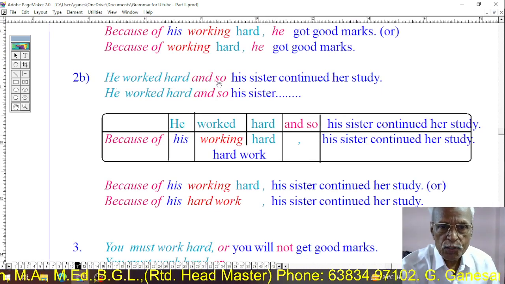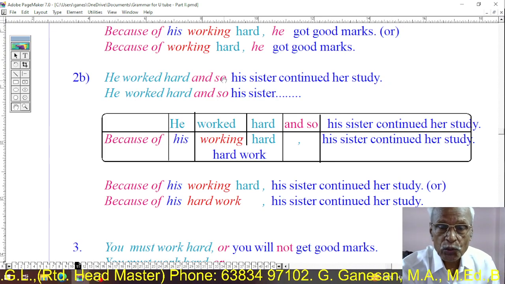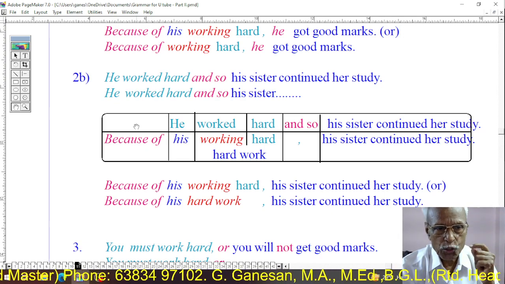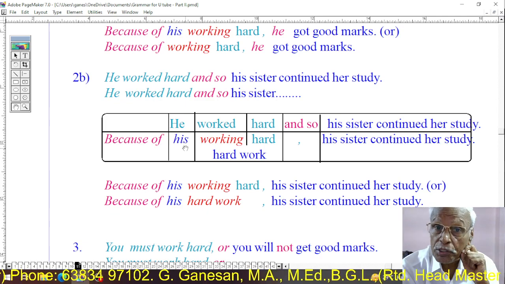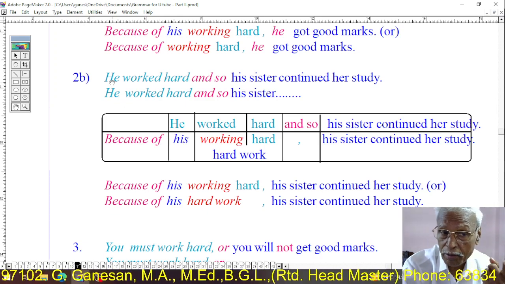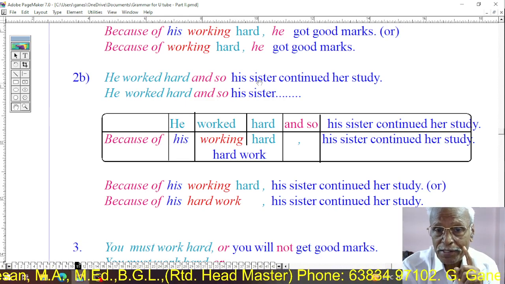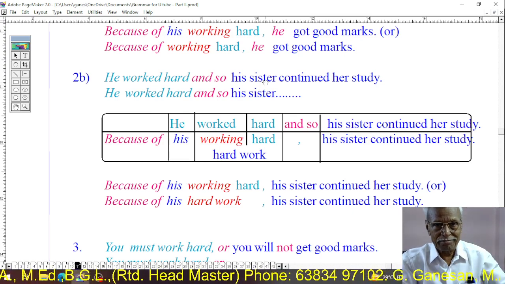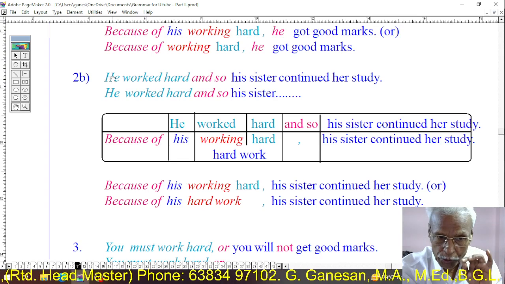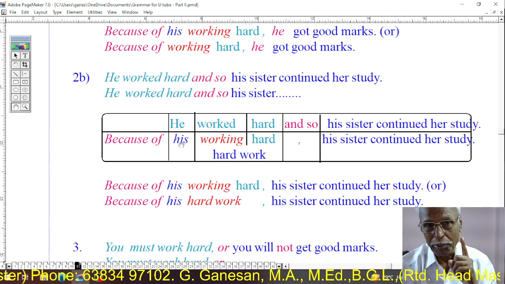See the second sentence. He worked hard and so his sister continued with study. Here, "and so" is the conjunction. Its phrase is "because of". He should be changed into his. In the first clause the subject is he; in the second sentence the subject is his sister. Both are different, so this subject should be changed into its possessive. Okay? Now you will be able to understand.